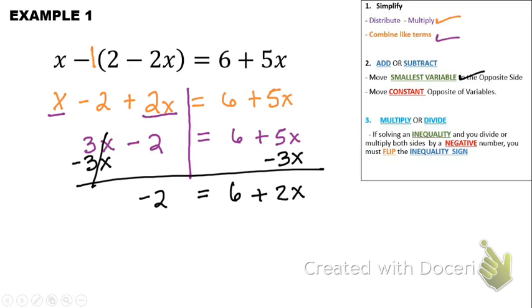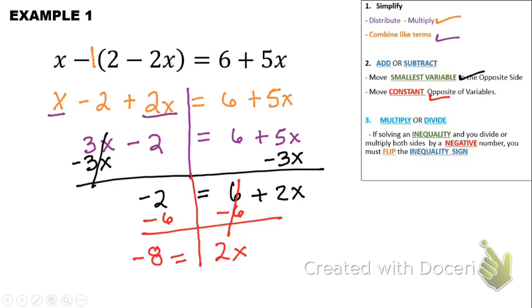Now we need to move our constants to the opposite side of the variable. Since my variable is on the right hand side, we will be moving the 6 to the other side. The inverse of positive 6 is to subtract 6. So we'll be subtracting 6. 6 minus 6 cancels. We're left with 2x equals negative 8.